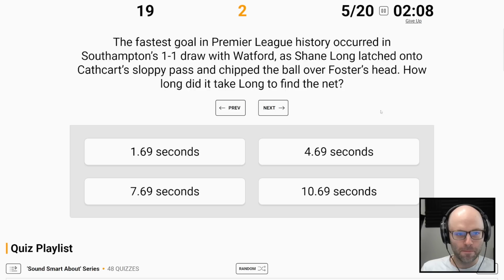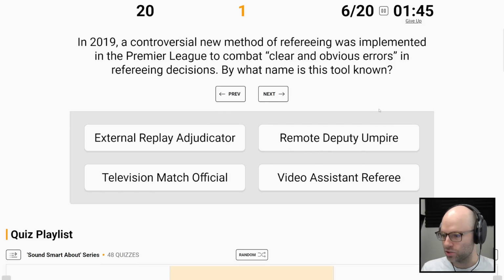My mistake. Fastest goal in Premier League history occurred in Southampton's 1-1 draw with Watford as Shane Long latched on to Cathcart's sloppy pass and chipped the ball over Foster's head. How long did it take Long to find the net? It cannot be 1.69 seconds. It would take more time for the ball to travel from half to the goal. I'm going to say that could happen in 8 seconds. It just makes the most sense.